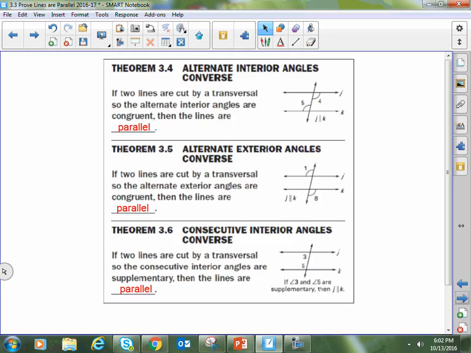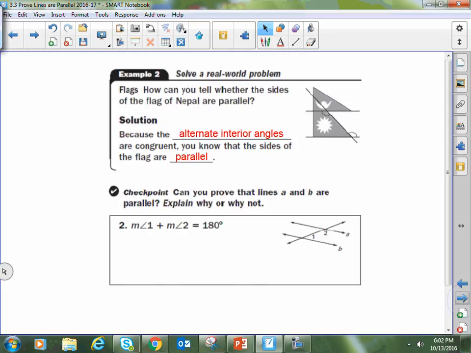So if the corresponding angle, or I'm sorry, the alternate interior angles that we see here, if they are congruent to each other, the only way that's possible is if J and K are parallel, and so on. So essentially that's what we're talking about. We're taking the same ideas that we saw in the previous lesson, just turning it around where we put the hypothesis first and the conclusion second, or we put the conclusion first and then the hypothesis second.